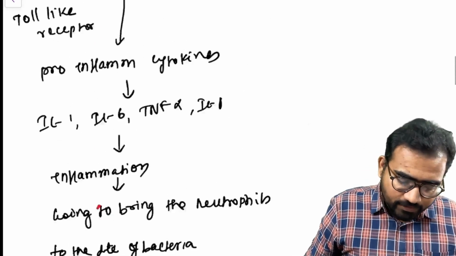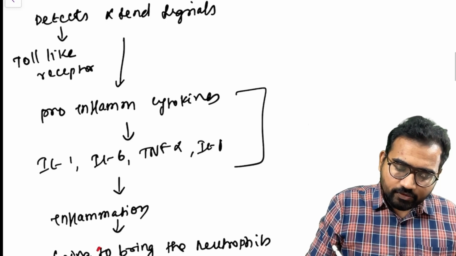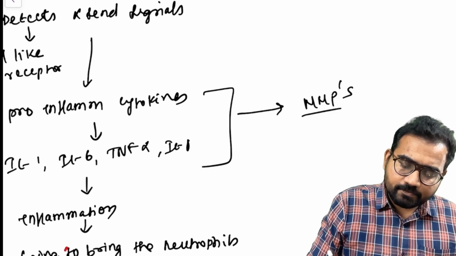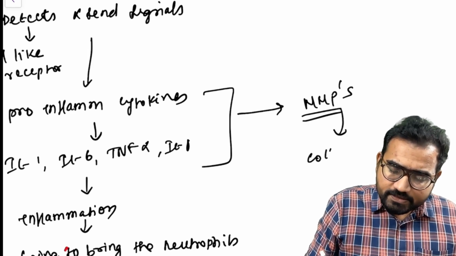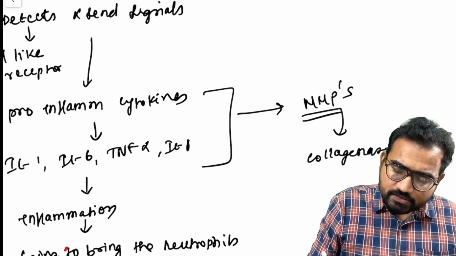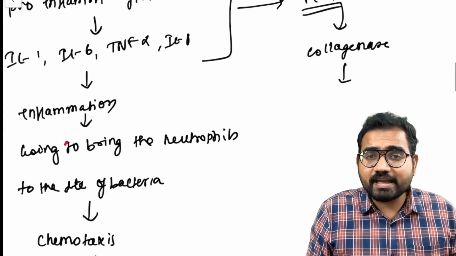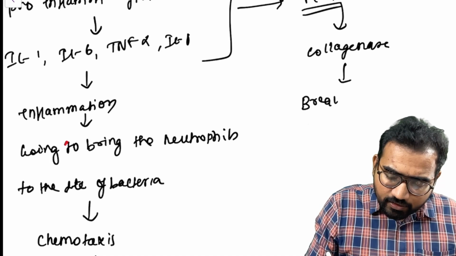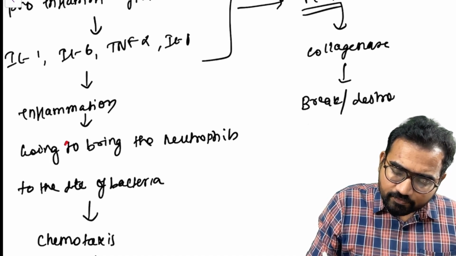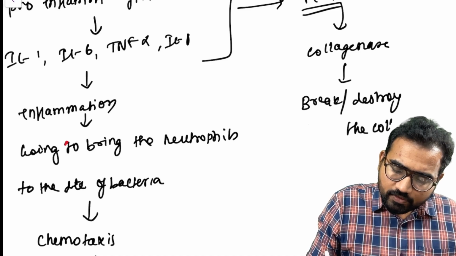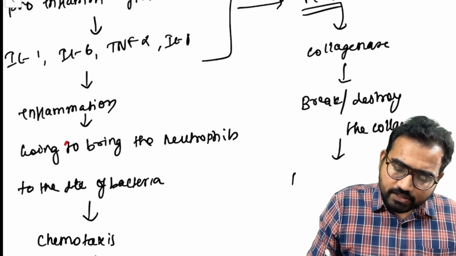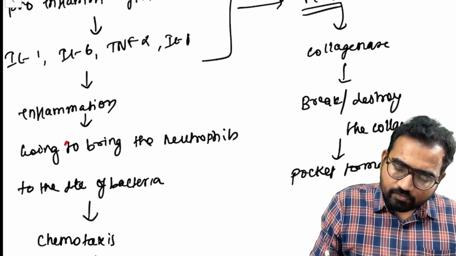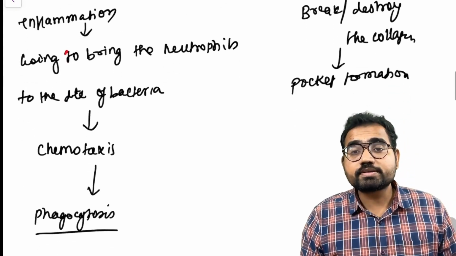It is very simple. These pro-inflammatory cytokines synthesize what are called MMPs. These MMPs produce collagenases. So what do you mean by collagenase? As the name describes, it is going to destroy the collagen, right? So it is going to break or destroy the collagen, and that is going to result in pocket formation.